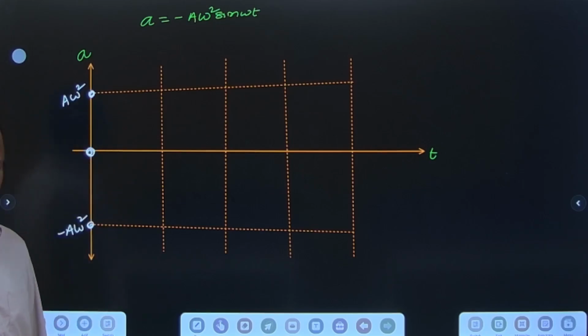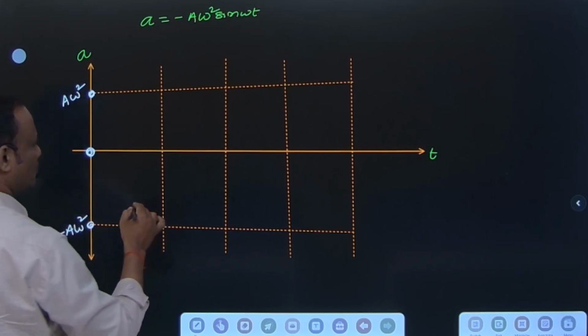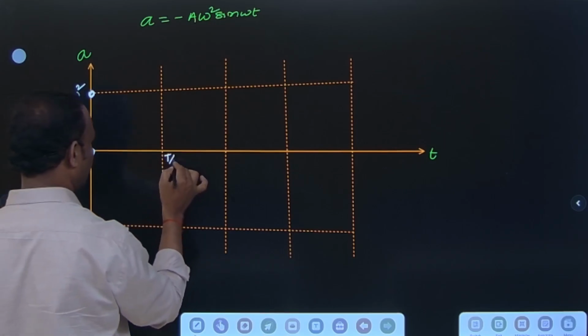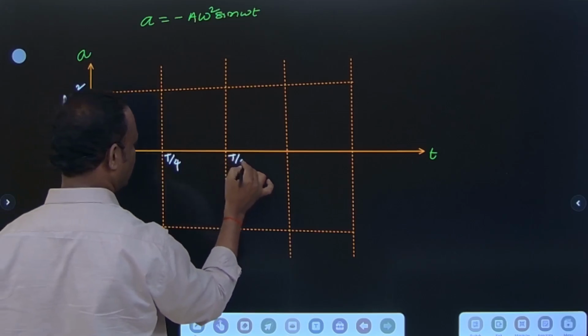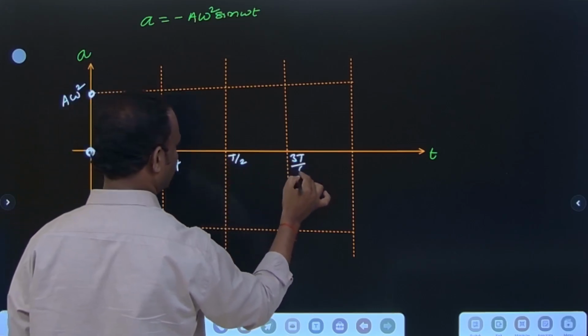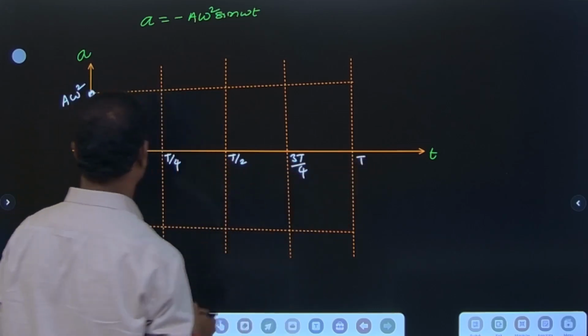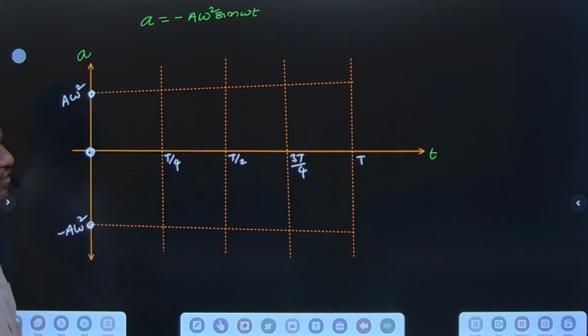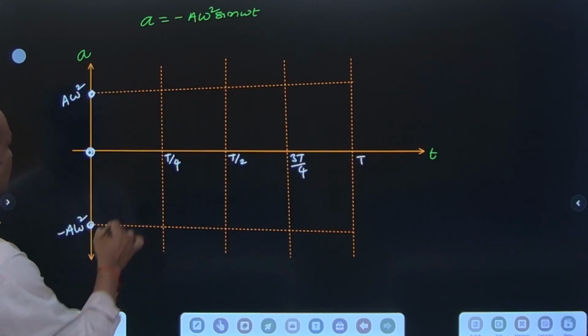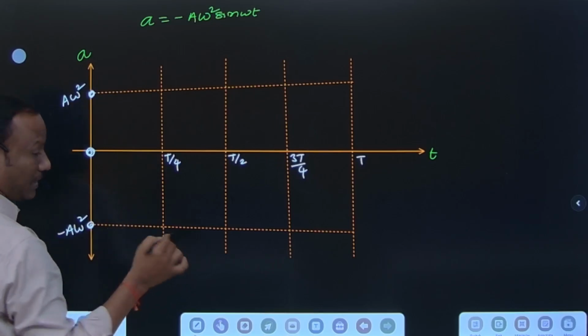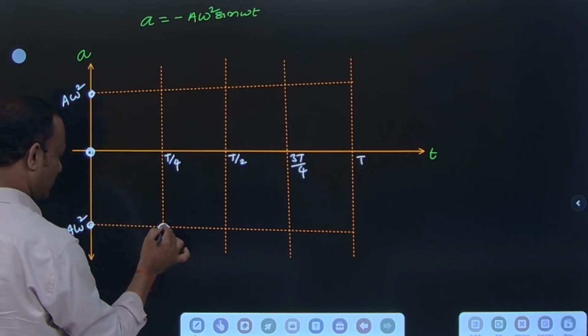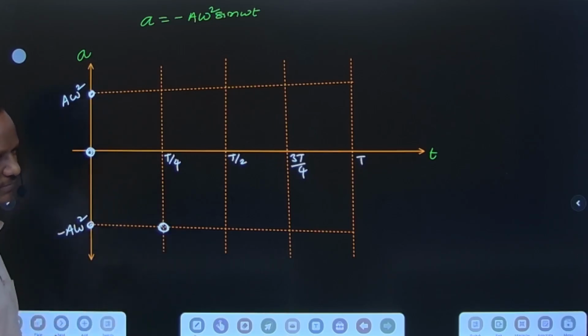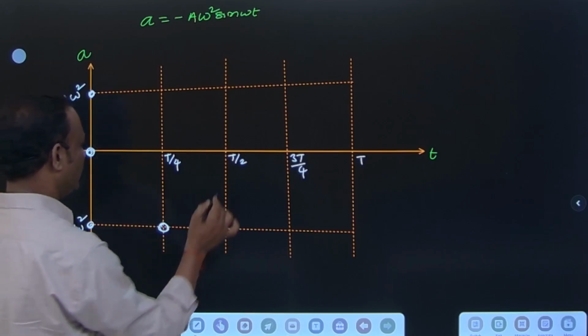Correct? Next. At t equal to, this is T by 4, this is T by 2, this is 3T by 4, this is T. At t equal to T by 4, what do you get? Minus a omega square, correct? Minus a omega square. At t equal to T by 2, what do you get?